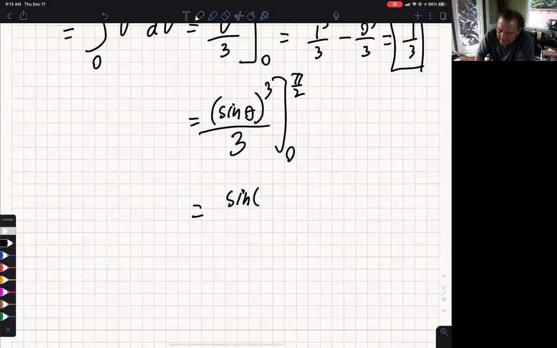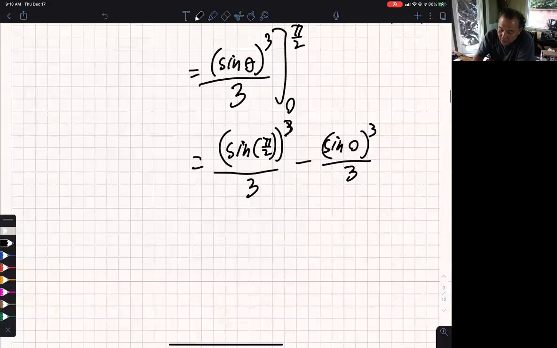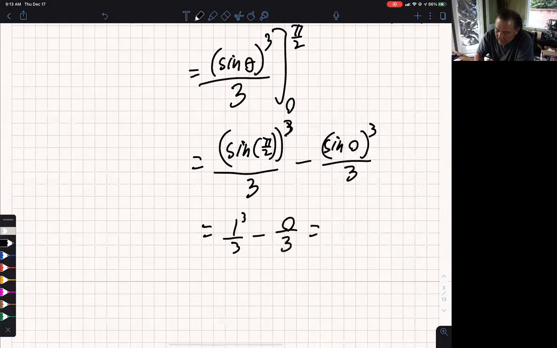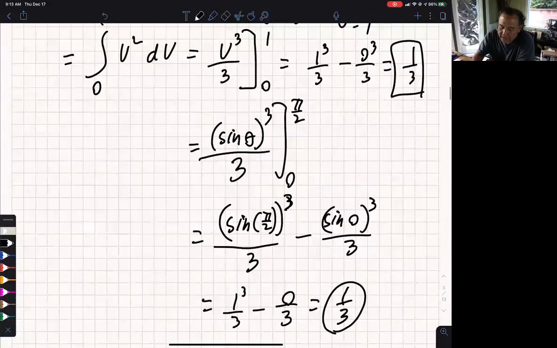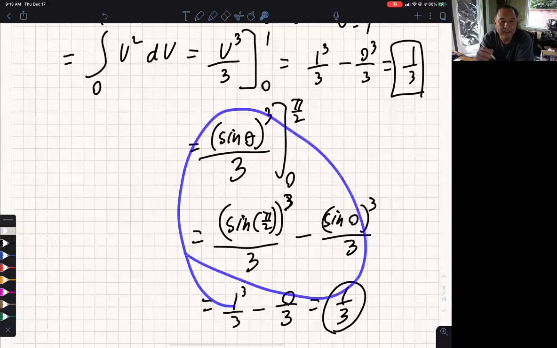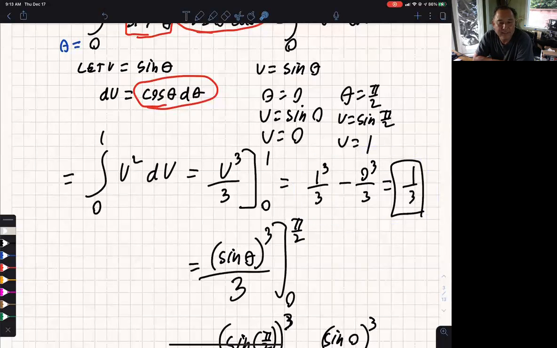So they're going to get sine pi over 2 cubed over 3 minus, and then they're going to plug in 0 here, and they're going to get sine 0 cubed over 3. And they'll say, oh, sine pi over 2, that's 1. I got that. 1 cubed over 3. And sine of 0, oh, that's 0. 0 over 3. And they get the same answer. But why? Why are you doing all this extra work? You don't need to. Stick with that.